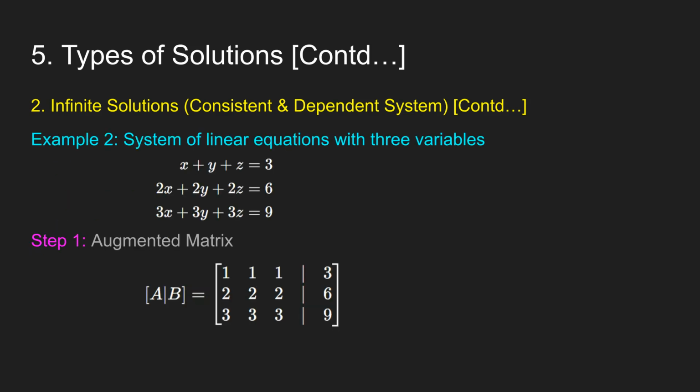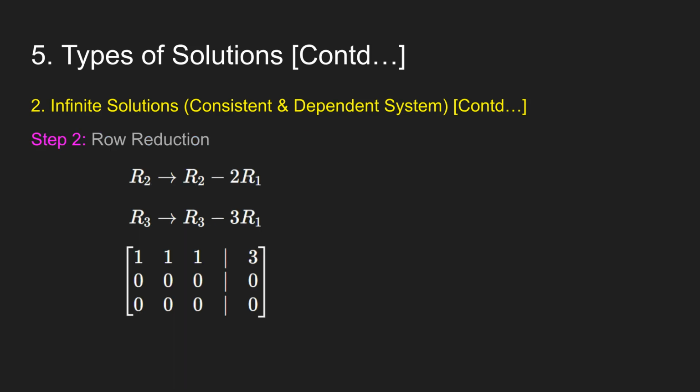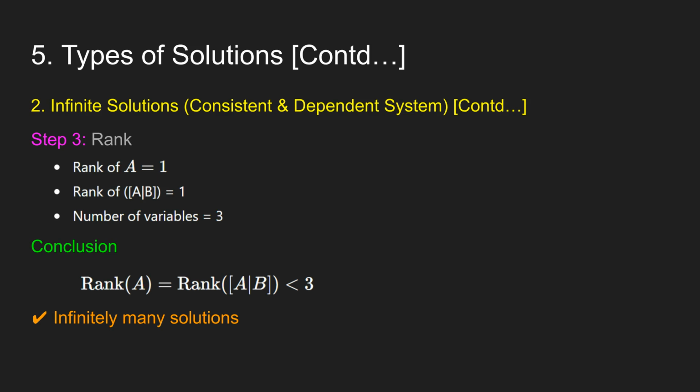To understand this even more clearly, let us consider another system of linear equations with three variables. As usual, the first step is to form the augmented matrix, A bar B. Step 2 is to apply row reduction to the augmented matrix. In this system, the rank of A and the augmented matrix is 1, also less than the three variables, confirming infinitely many solutions.